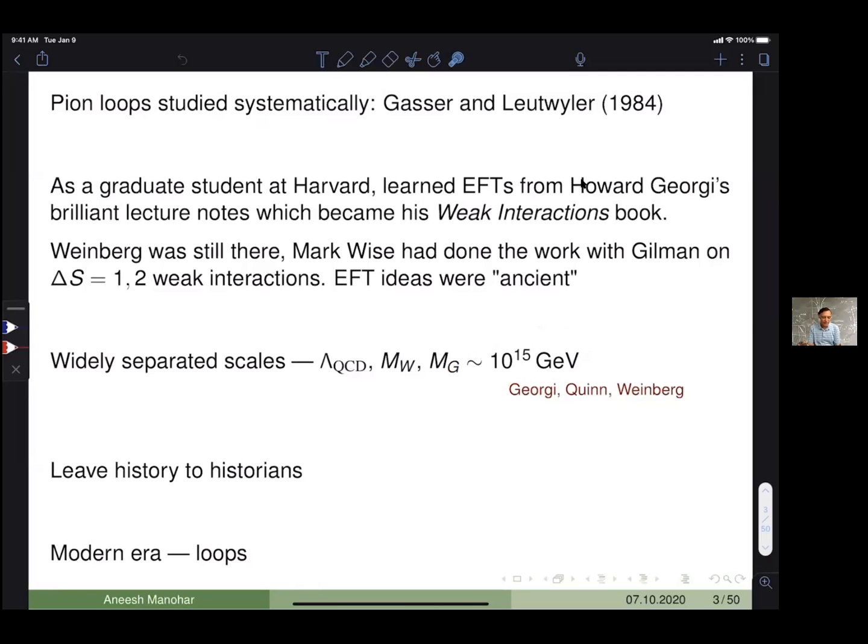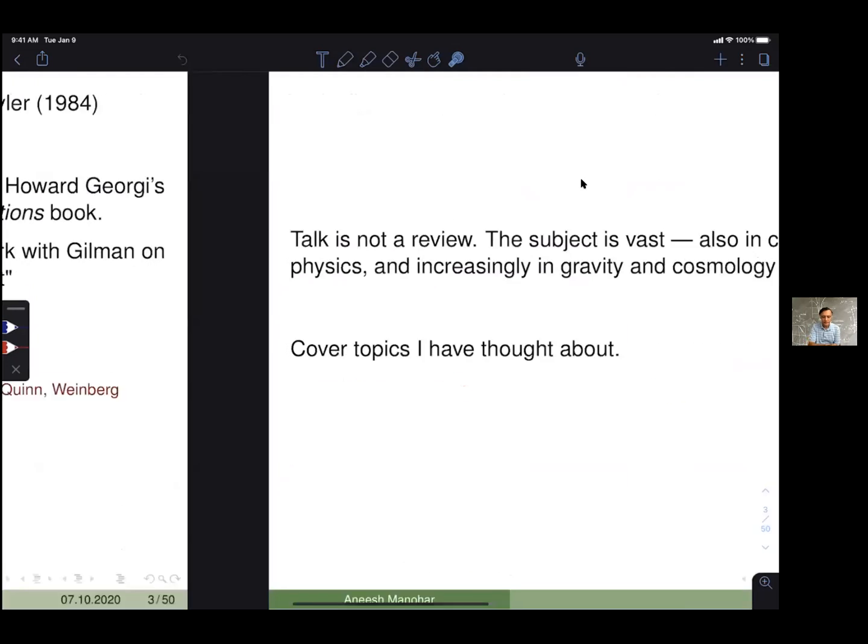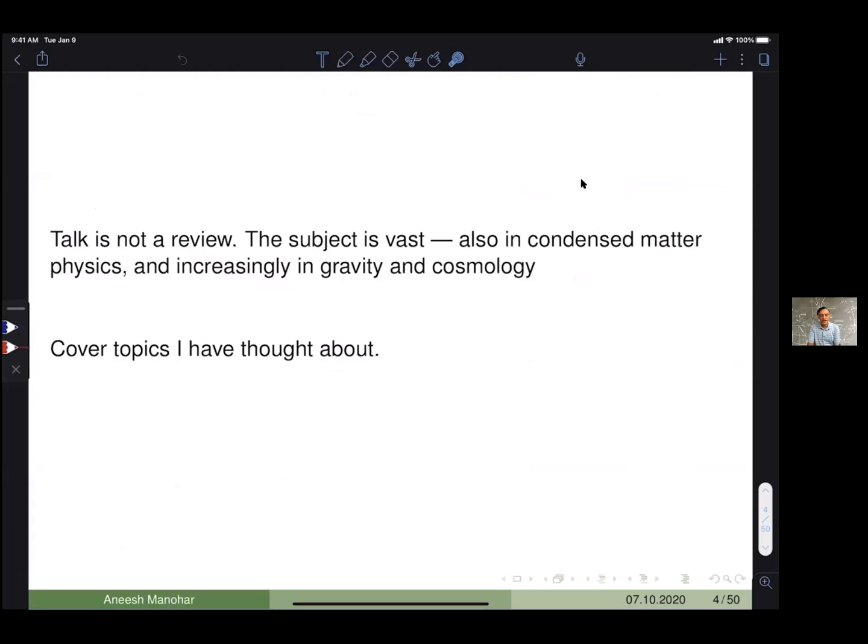Okay, I'm going to skip the history. And essentially, the modern era, as far as I'm concerned, deals with how to do loops in a systematic way. And because of that, you can then apply EFT methods to many problems. And as I said, the talk's not going to be a review. The subject is huge. There are many applications in condensed matter physics and gravity and cosmology. And I'll cover just a few topics I've thought about. There'll be many more talks in the series. And so I'll give a brief overview in a few slides of some of the main EFTs in particle physics.